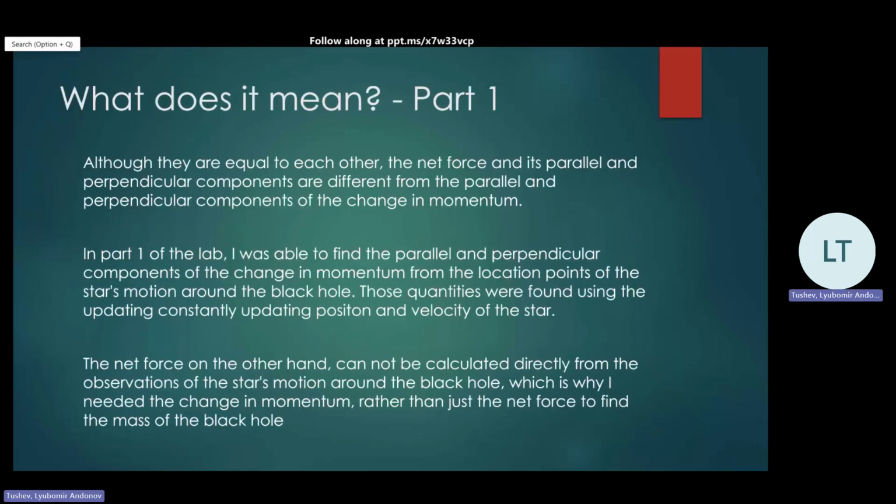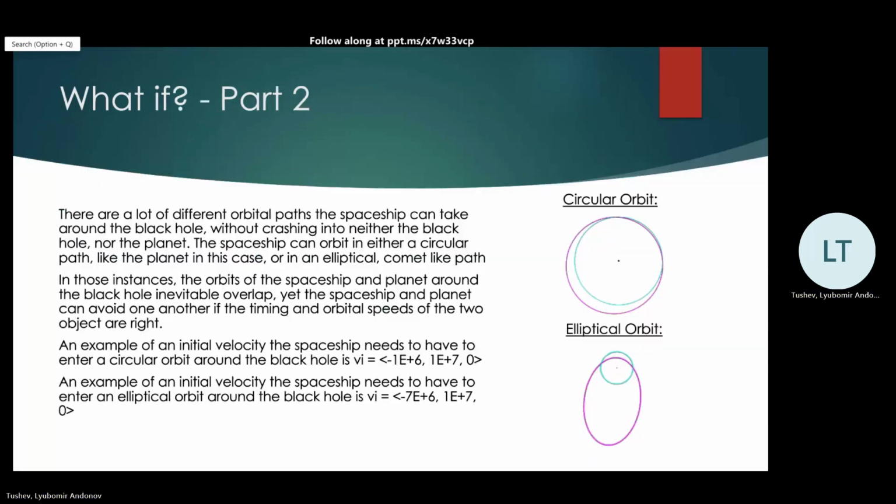The "What does it mean?" question relates well to part 1 as it deals both with the net force and change in momentum. In this particular case, I was able to find the star's change in momentum directly using the known position, velocity, and mass of the star at different time intervals. Although equal to the change in momentum, the net force in this case is different as I couldn't calculate it directly from observation of the star's motion.